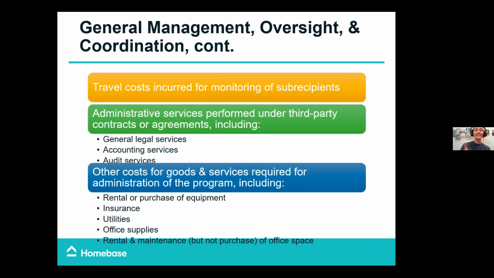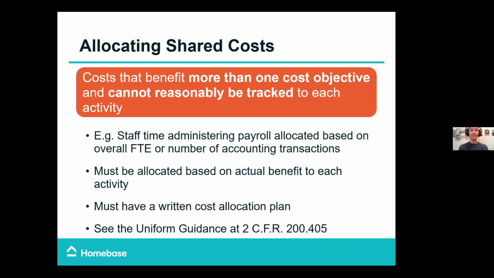Now, the next slide, as you saw, is going to be about shared costs. And I want to point out that general legal services, that's an eligible admin cost. It's a cost of your organization that is necessary to administer this grant, but you can't bill all of your general legal services across your agency necessarily to your CoC grant. It's a shared cost. So that's the type of costs we're going to be talking about.